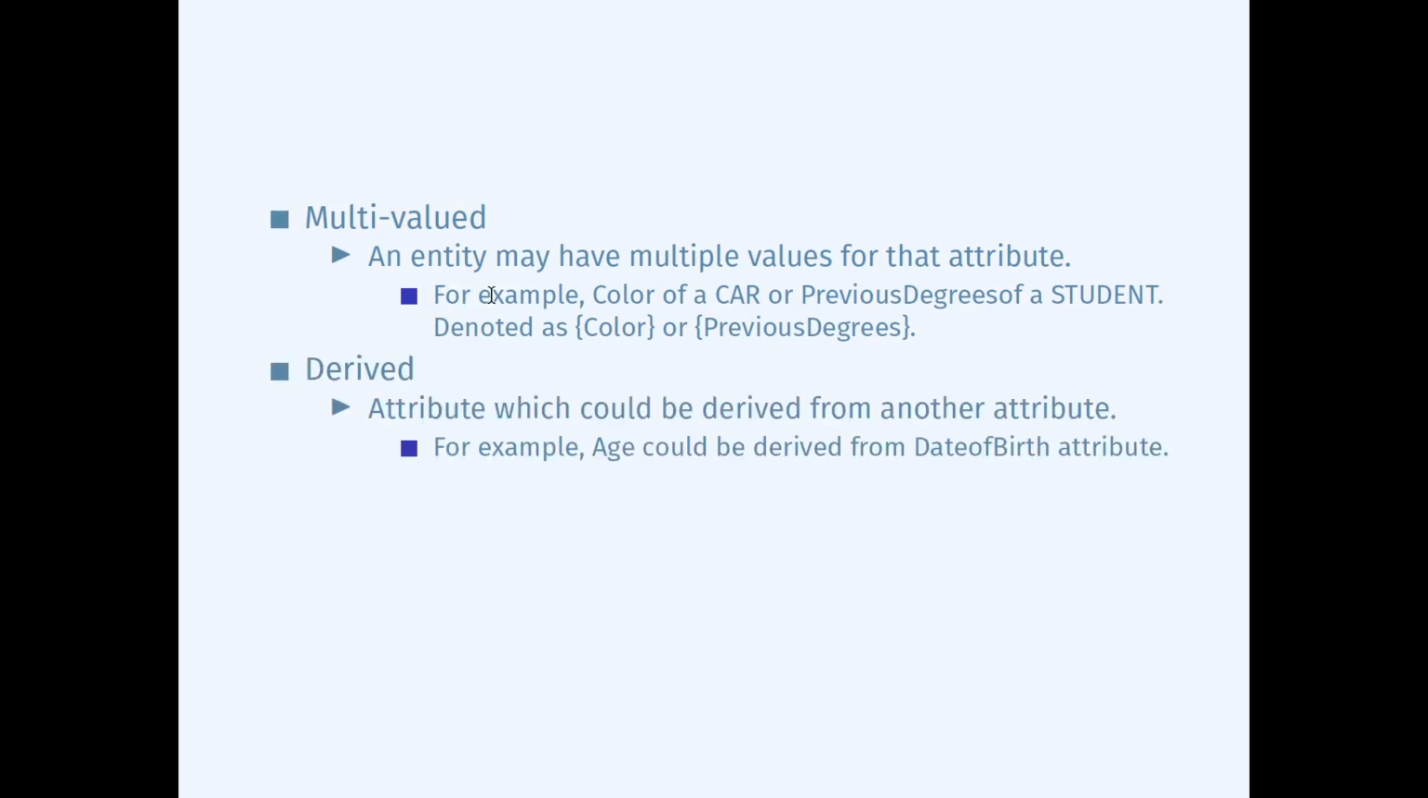Next, you can have derived attributes. For example, normally we can use date of birth, but if you compare the date of birth with today's date, the difference will give us the age. So age we derive from date of birth, right? So we call it a derived attribute.